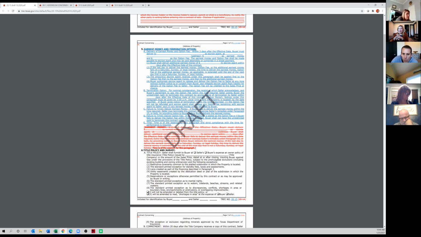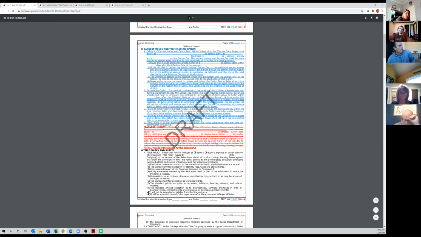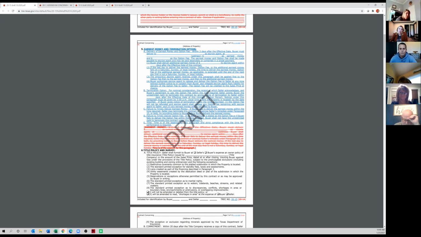What is problematic in this section is that they did not declare how long the title company has before they deliver money to the seller. It does declare how long the buyer has to give money, but it doesn't say when the seller gets that option fee. Okay.